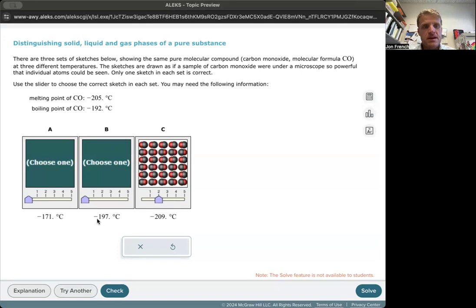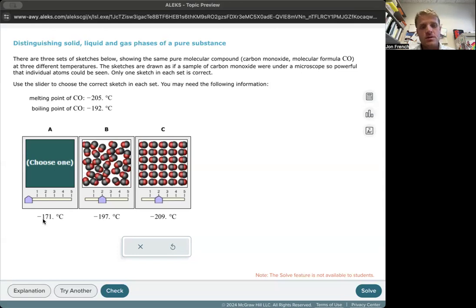Next, we drop down to minus 197. That is between our melting point and our boiling point. So here we're looking for a liquid phase. Typically, liquid phases are relatively dense, but there is movement of those molecules, so typically there's not as much order. We can see here in the second one, we've got carbon monoxide, and they're pointing each and every way because there doesn't need to be the level of order that we have in a solid. So that looks pretty good for the liquid.